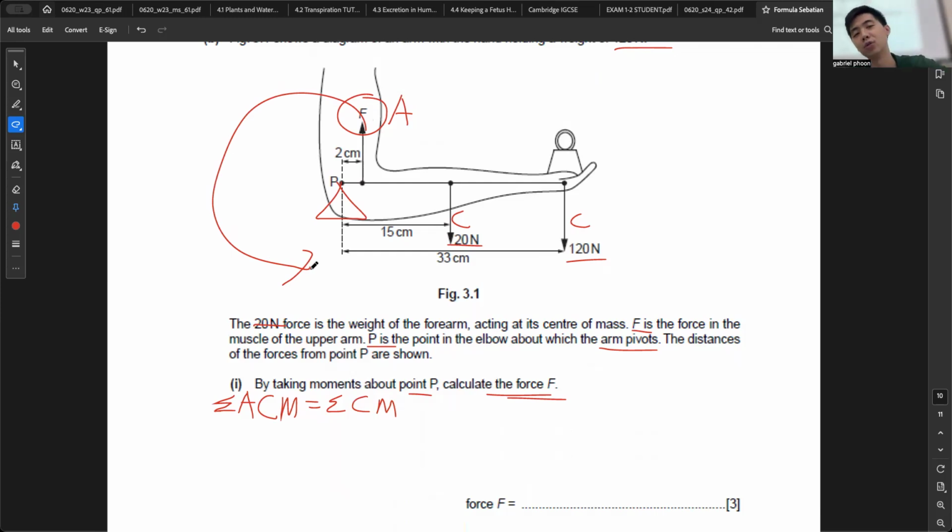Give me a ruler, I'll show you. Right now, this is your P. If I have a force here, it will spin like this, right? If I have 20 newtons here, it will spin like this. If I have 120 newtons here, it will spin like this. So this is how I determine. Do you know how to determine clockwise, anti-clockwise? Anyone don't know?